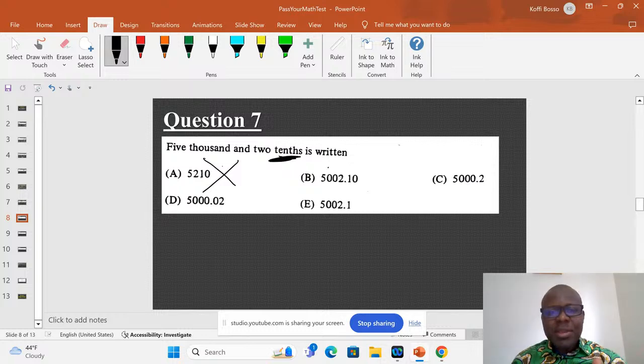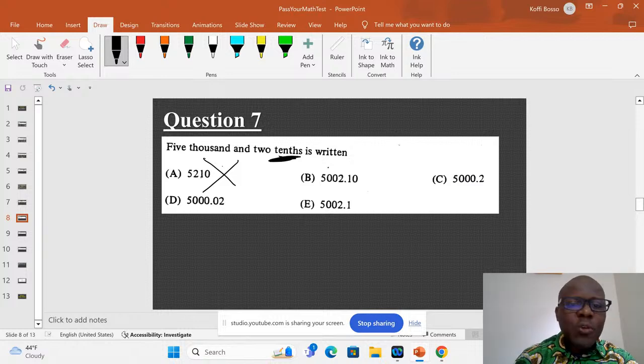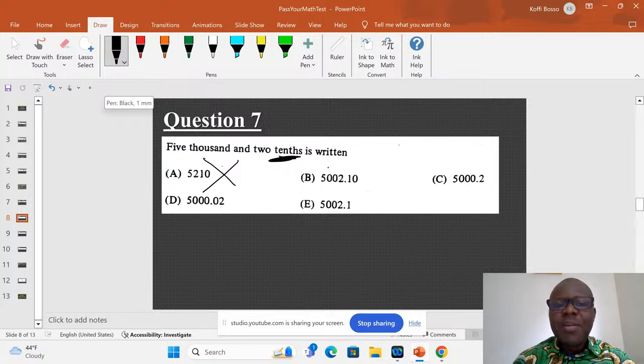Let's make a correction, because that can confuse people. So A will have 5,000 and 210, it's not 5,210. Okay, that means good.